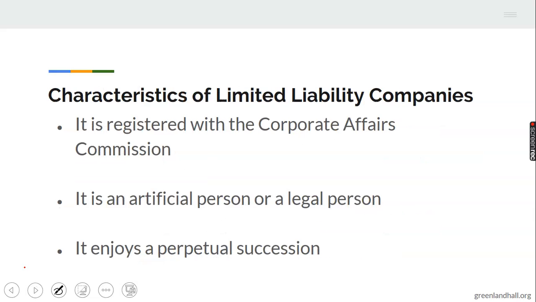What are the characteristics of limited liability companies? The characteristics of limited liability companies include the following. 1. It is registered with the Corporate Affairs Commission. That is the institution that is responsible for keeping the records of companies and business organizations that are operating or that are existing within the country.